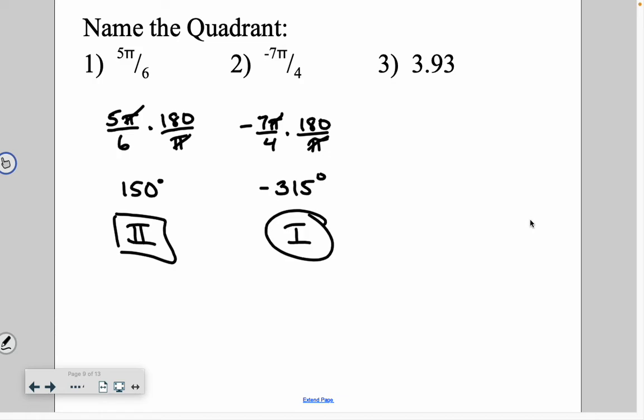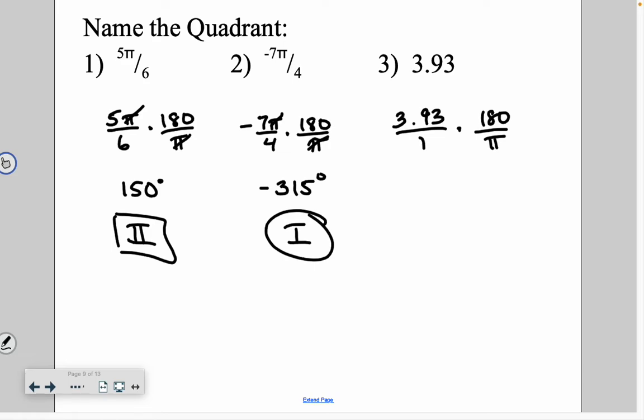Okay? Last one, 3.93 radians. How do I know that that's radians and not degrees, by the way? Yeah, you don't have any pi in it, and there's no degree symbol. So it's got to be radians. So let's switch that into degrees. 3.93, we'll do that over 1, times 180 over pi. This one I'm going to actually divide out so that we have a number that we can work with.